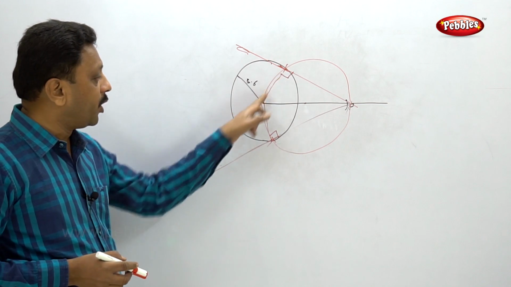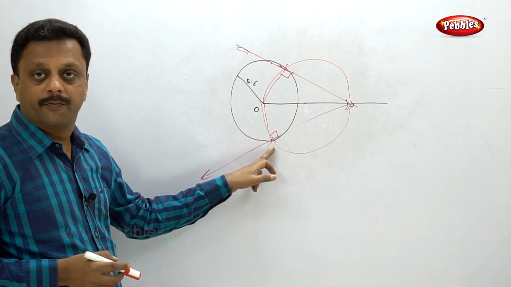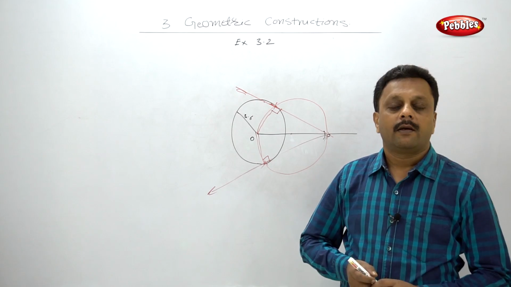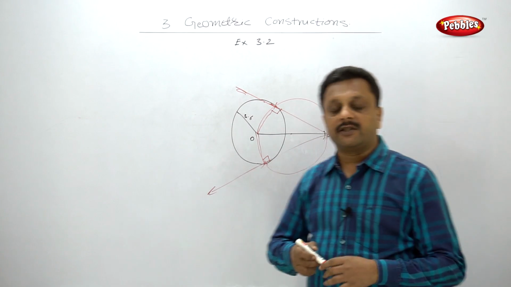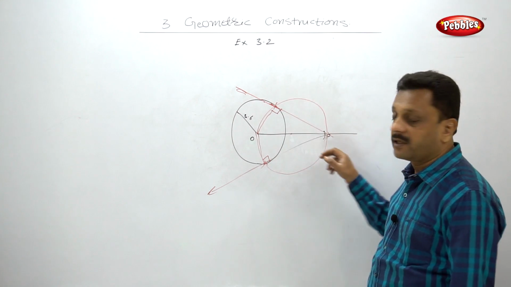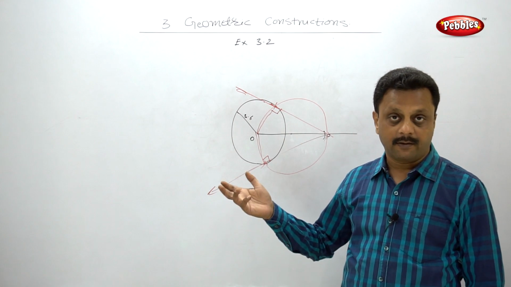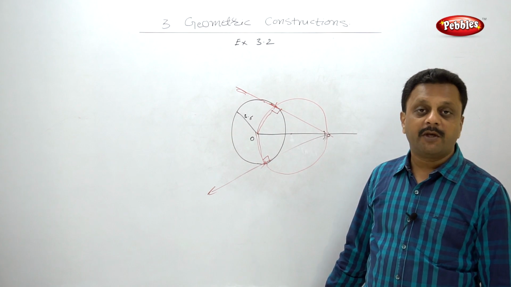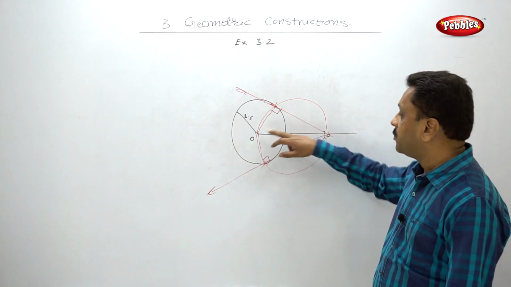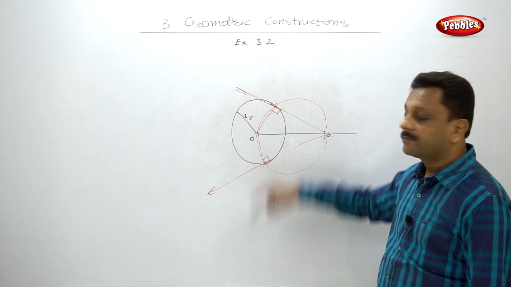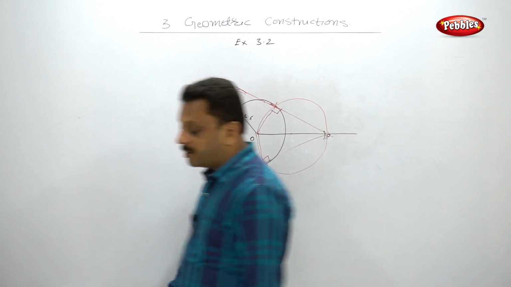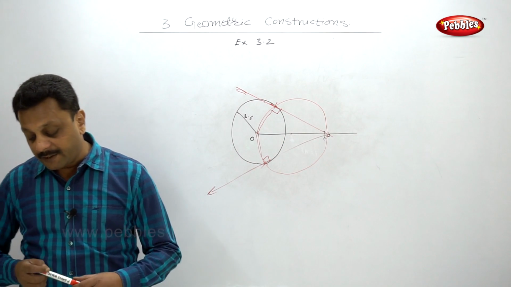You connect this point to O, you connect this point to O. Show that these are the radius and these are the right angles. And then write your answer that the angle inscribed in a semicircle is a right angle, and hence PA or something will be your tangent because it is perpendicular to your radius. Fine? Simple example.